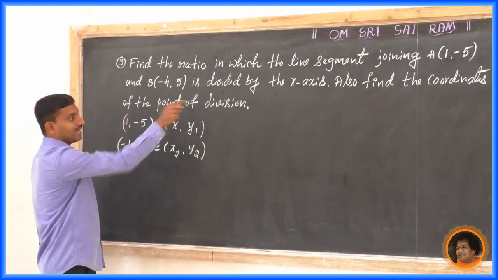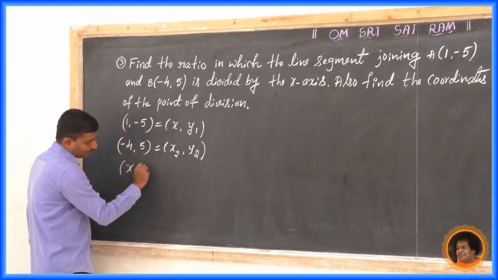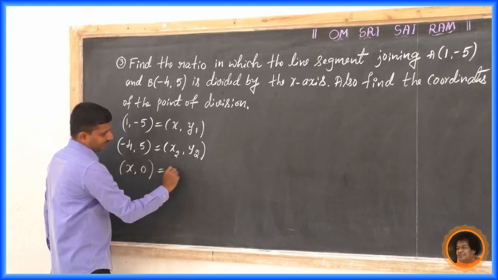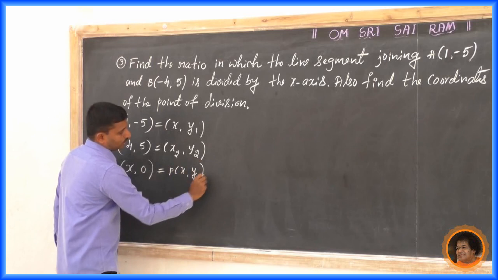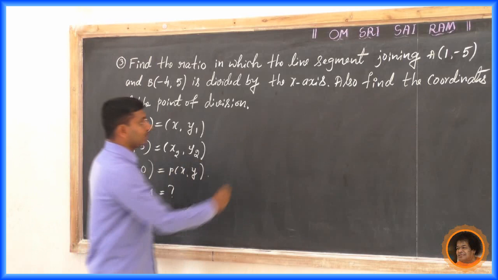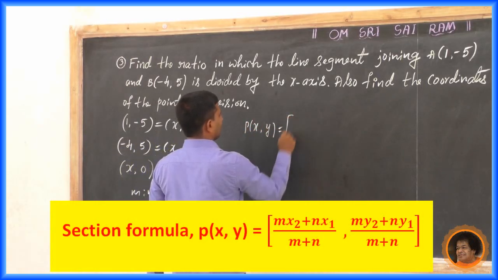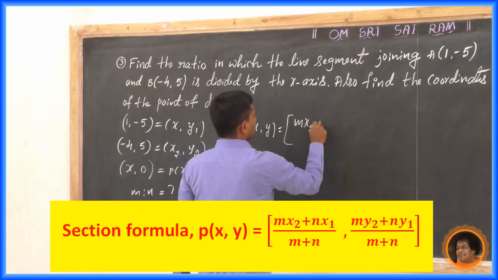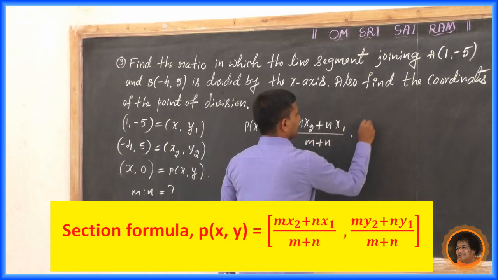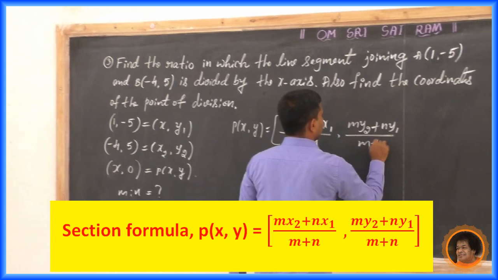So it is divided by the x-axis. On the x-axis, the point is of the form x comma 0, that is P of x comma y. We have to find the ratio m is to n by using the section formula. The section formula: P of x comma y equal to mx2 plus nx1 divided by m plus n, comma my2 plus ny1 divided by m plus n.